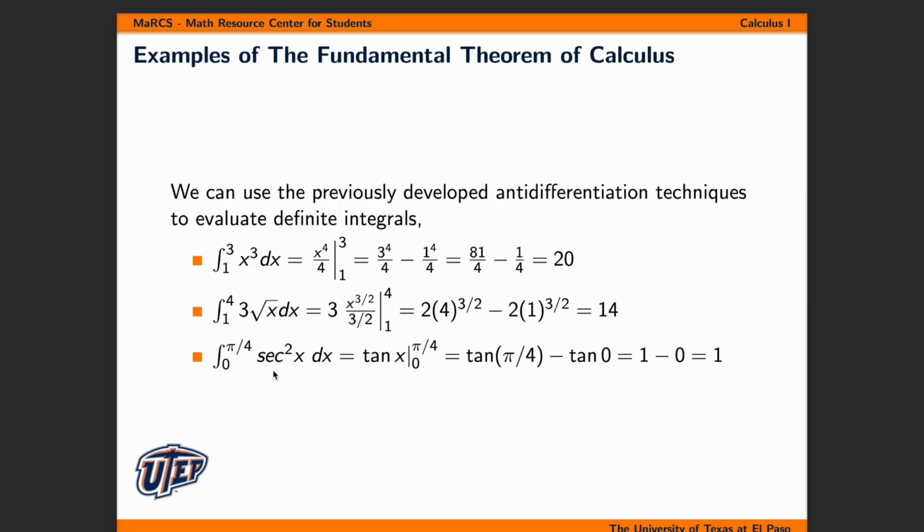Now our last example, we have the integral of secant squared x with respect to x, and we are evaluating at 0 and at pi over 4. So the integral of secant squared of x is equal to tangent of x. So that is our antiderivative, and we are evaluating at pi over 4 and at 0. So capital F of pi over 4 is tangent pi over 4 minus capital F of 0, which is tangent of 0. So that gives us 1 minus 0. So that means that the answer to this last example is 1.